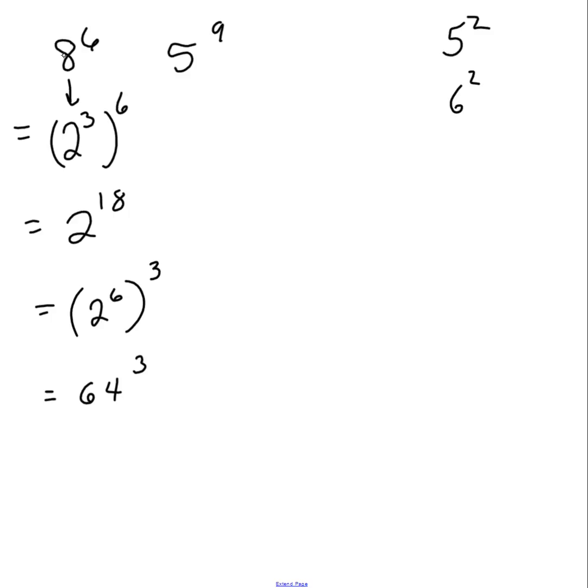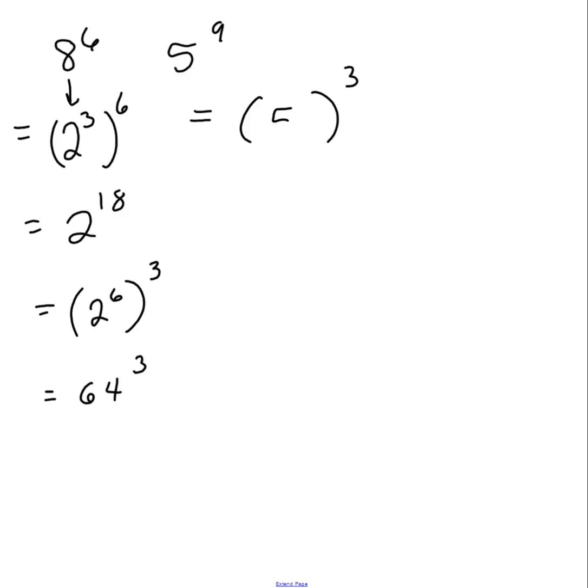So what we did was we changed 8 to 2 to the 3. Then we used our power to power rule, and we thought about how could we create this number 2 to the 18? How could we create a cube out of this number? That means it must be something to the 3. That's what a cube is. It's something to the 3. Then we broke down what 2 to the 6 was. It was 64. Now let's do the same for 5 to the 9. So this one, however, we can't rewrite 5 as something, so we can go straight to breaking this down into a cube. So how could we break 9 down into something cubed?